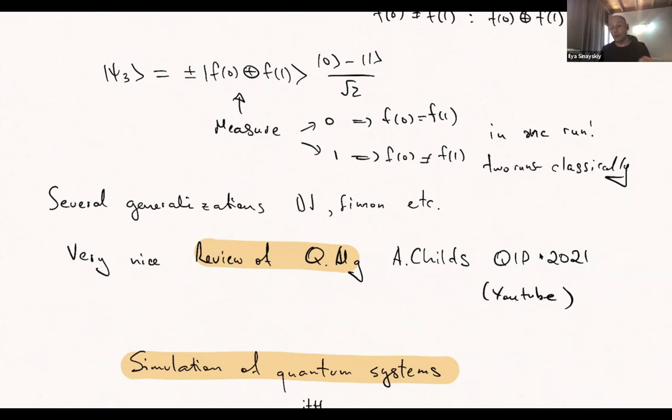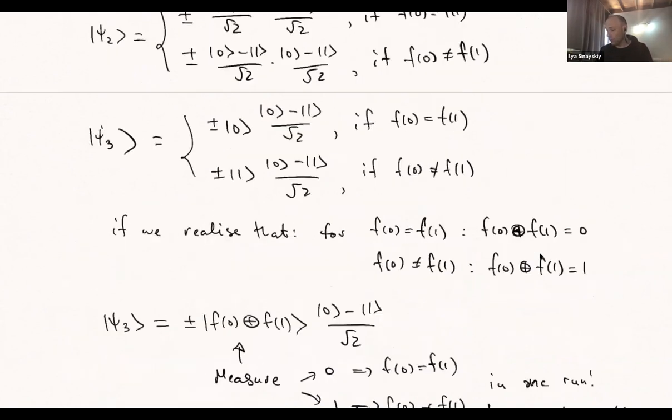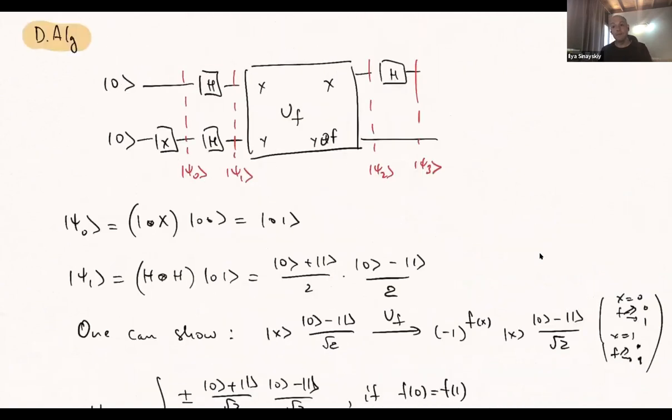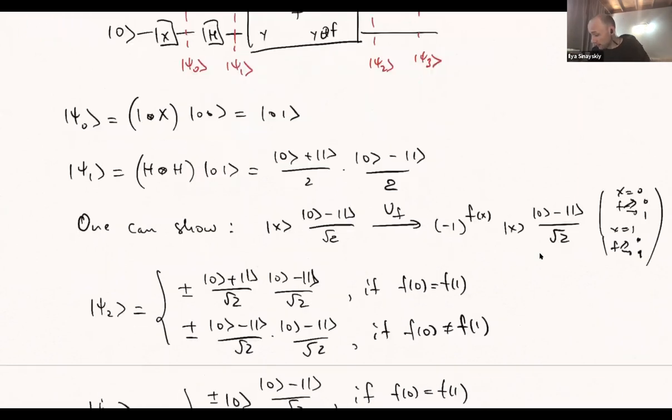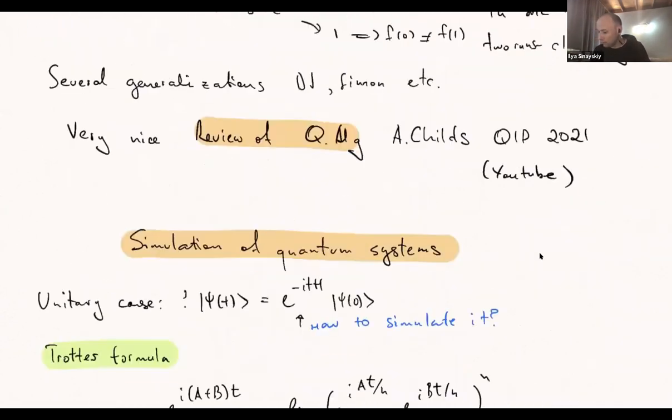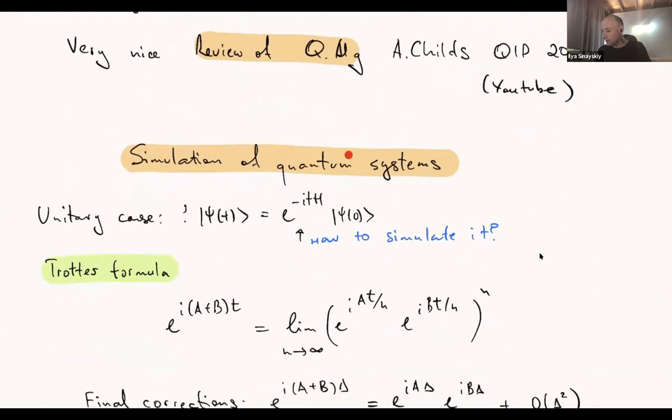So to get an idea, it's not a weird algorithm like this. There is a huge zoo and family of algorithms which find very different and various applications. By now, it's a very interesting and exciting field. And one of the subfields of the theory of quantum algorithms is simulation of quantum systems. That's what I'm going to talk about now.